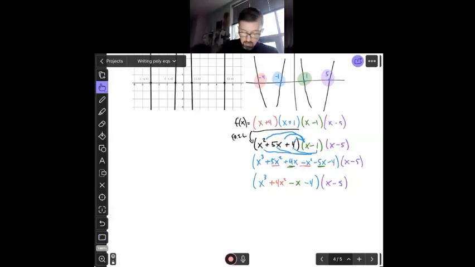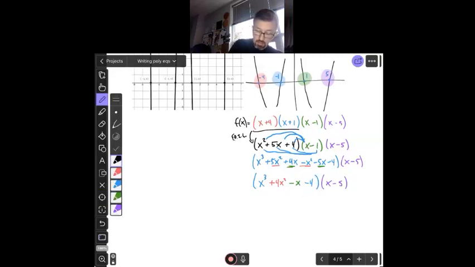So if you really don't like this, where I did a binomial times a trinomial, and you found that really confusing to make sure you get all of these, a lot of people struggle with this. Okay, there's a different way to do this. I'm going to take this binomial times this 4-term polynomial. I'm going to do it in what's called a lattice or a box or a rectangle method.